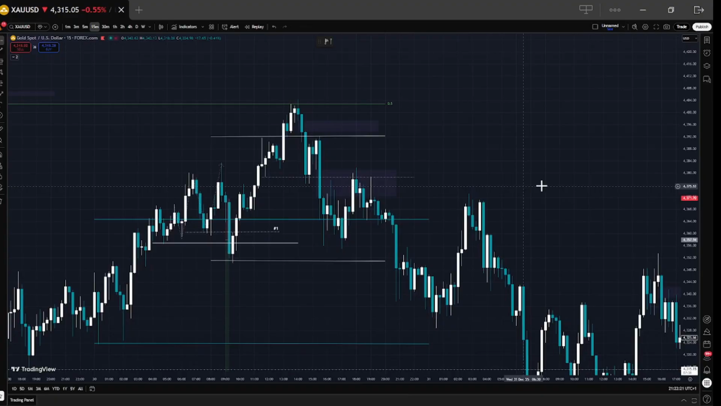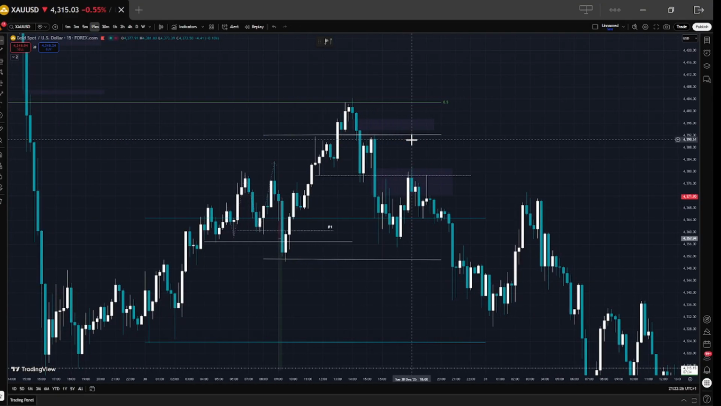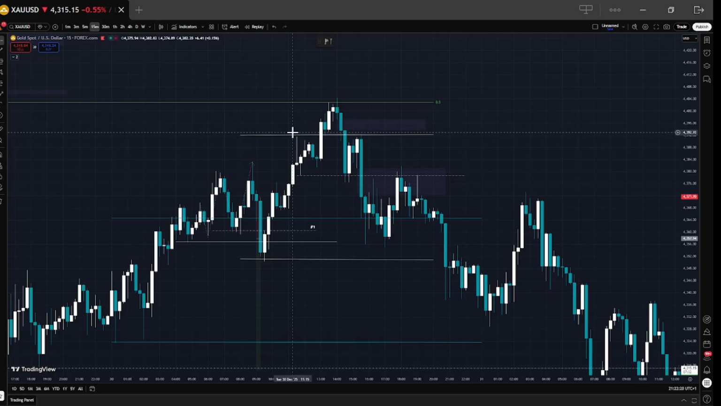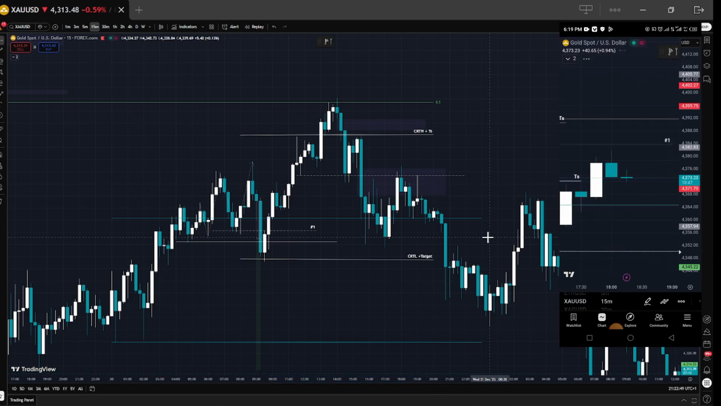You can see the body closing below that particular candle and the high and the wicks doing the damage. This is what we have. Okay, this is the candle range high, CRT high plus turtle soup. This is our CRT low, CRT low plus target.